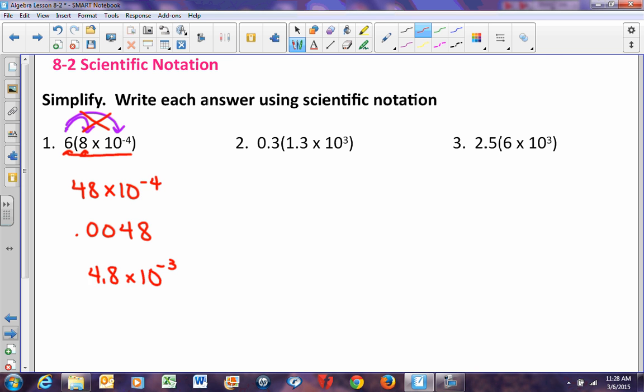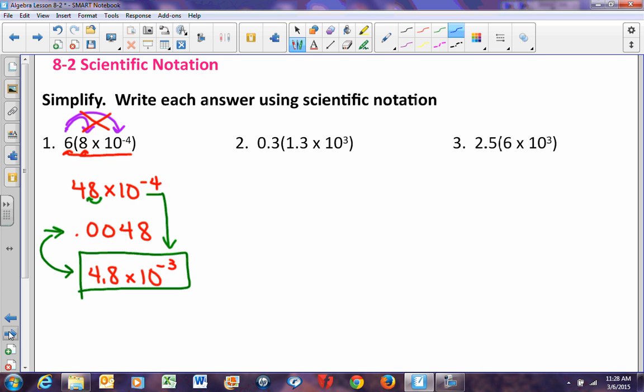Or you can look at it up here and say, I need to move the decimal from here to here. It went 1 to the left, so I took a bigger number and made it smaller, so I need to add to my power of 10, so it goes from a negative 4 to a negative 3. Some people can't do that transition, so they write it in standard form, then go from the standard form to the scientific notation. I have no preference how you do it as long as you get to a final answer in scientific notation.